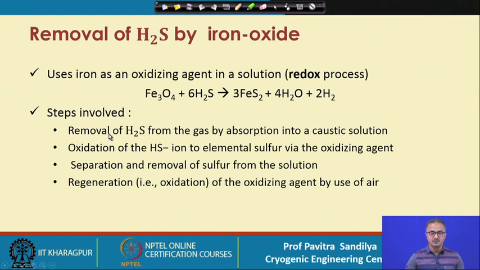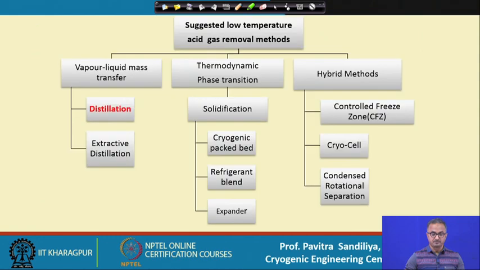And the steps involved are removal of H2S from the gas by absorption into a caustic solution, then oxidation of the HS ion to elemental sulfur via some oxidizing agent, and separation and removal of the sulfur from the solution, and regeneration, that is oxidation of the oxidizing agent by use of air. So, these are the several steps which are involved in the scavenging of the H2S by iron oxide.